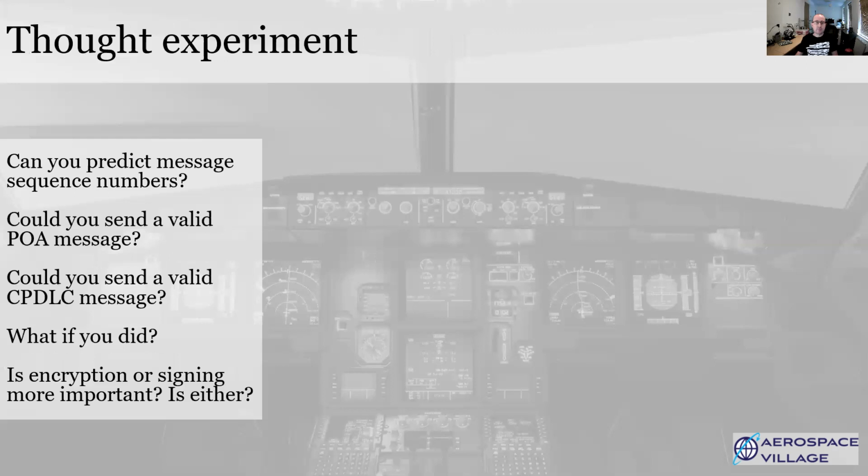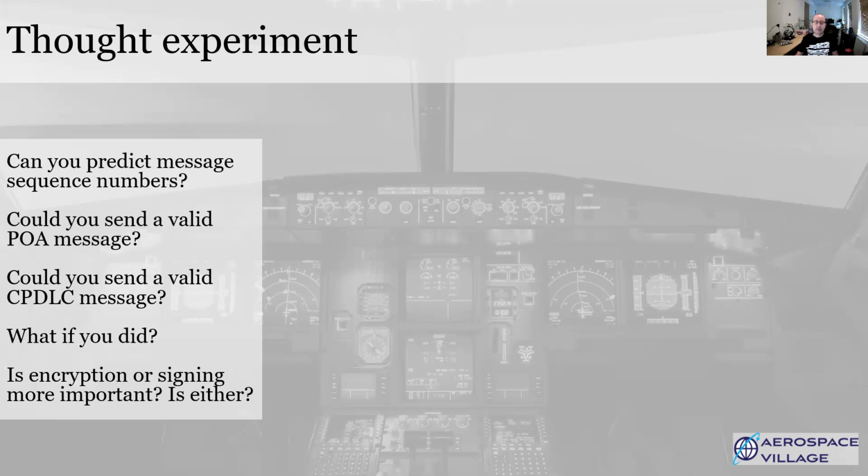So I want to leave you with a little thought experiment for discussion in the comments. ACARS messages seem an awful lot like TCP sequence numbers. Could you predict the next in the sequence? Could you send a valid ACARS message? Could you send a valid CPDLC message? And what if you actually did?